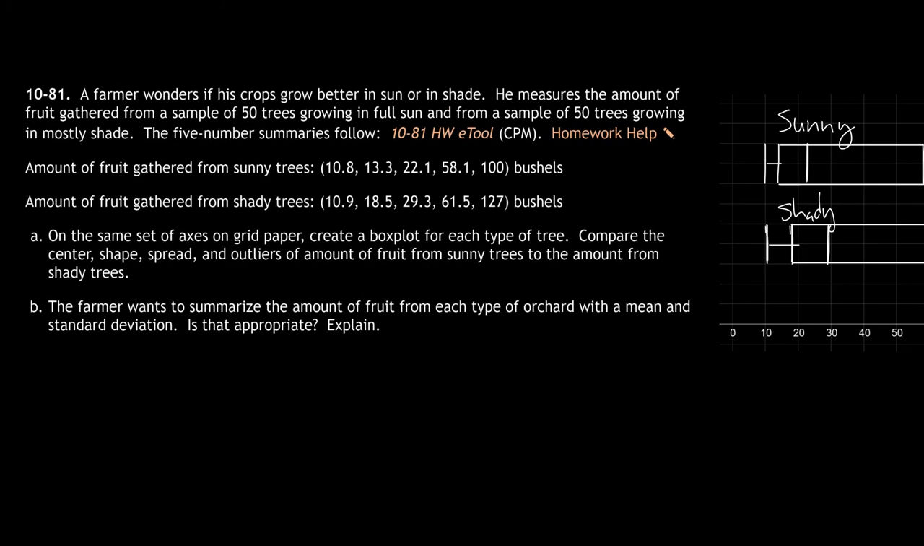It says he measures the amount of fruit gathered from a sample of 50 trees grown in full sun and from a sample of 50 trees growing in mostly shade. So this is the 5-number summary from each of those 50 trees, right? And the units here are expressed in bushels. Did they tell me what kind of crop this is? Are these apples or pears, or just didn't say anything about that? It's just fruit. Okay, so compare the center, shape, spread, and outliers of the amount of fruit from sunny trees to the amount of fruit from shady trees.